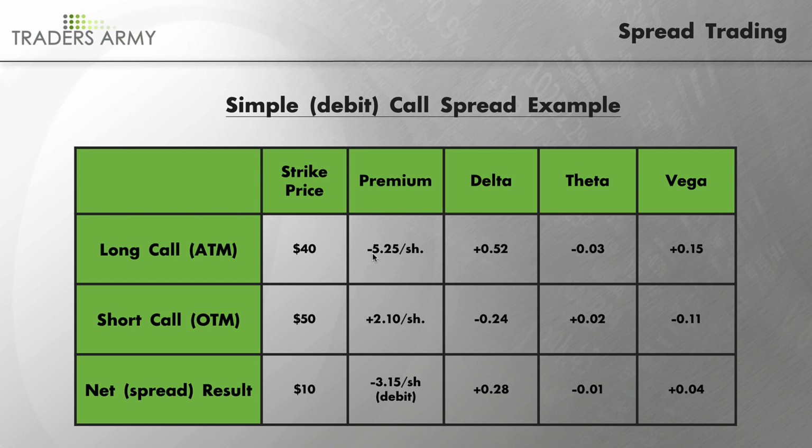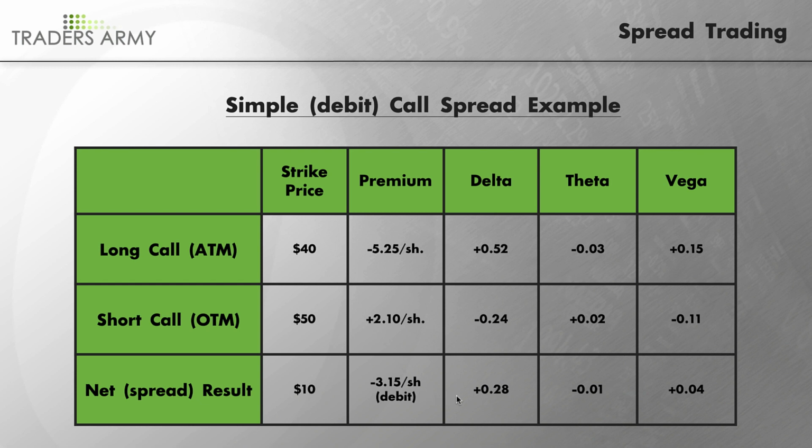Now watch what happened. When you paid $5.25 to buy the calls, but then received $2.10 to sell the calls, you only have to pay out $3.15 debit because money came in offsetting your cost of the original long call. So we've just reduced our debit to $315 per contract, which means we've reduced our risk to $315 per contract. If we had just purchased one long call and didn't sell these calls against it, then our risk would be $525 a contract. But by selling an option against it, we reduce our overall debit, which means we reduce our overall net risk.